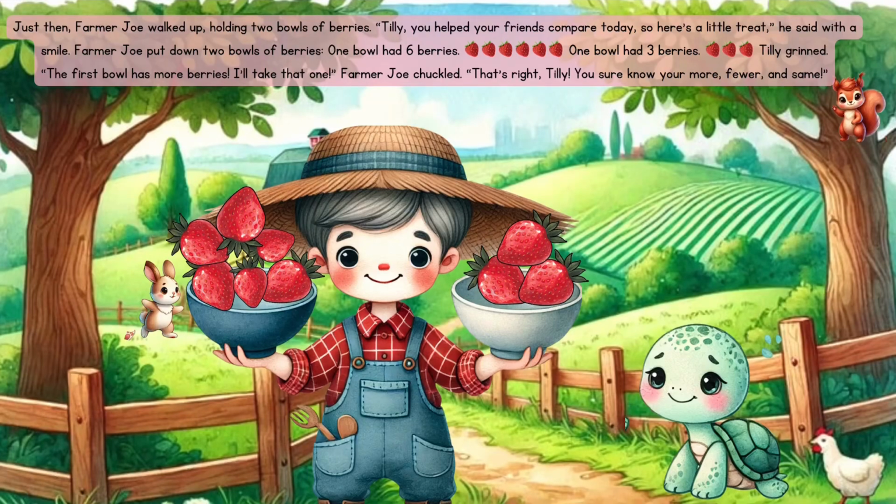Just then, Farmer Joe walked up holding 2 bowls of berries. "Tilly, you have helped your friends compare today, so here's a little treat," he said with a smile. Farmer Joe put 2 bowls of berries. One bowl had 6 berries. 1, 2, 3, 4, 5, 6. One bowl had 3 berries. 1, 2, 3.